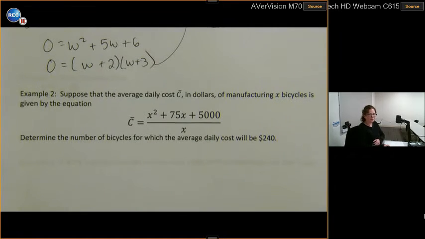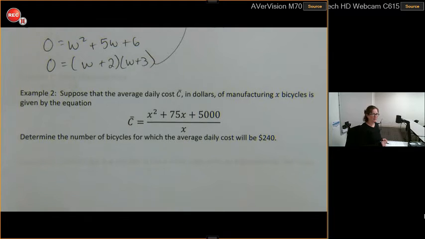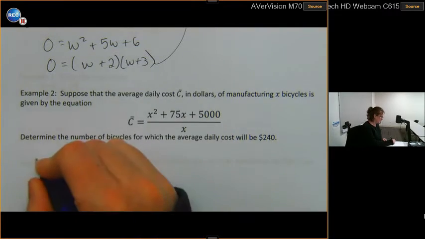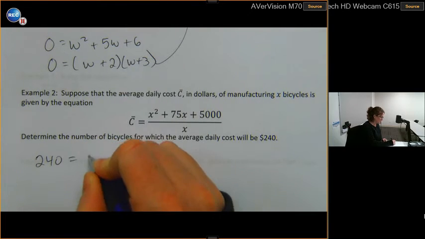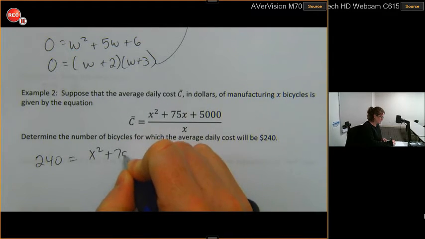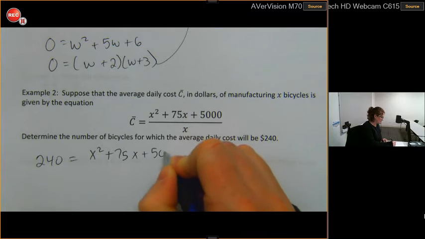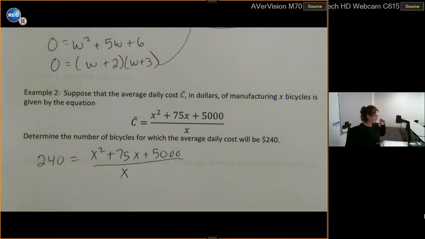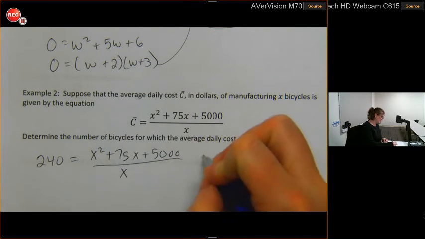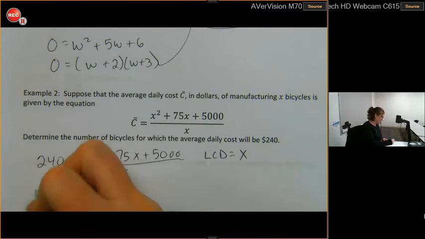So here's a rational function. It says the average daily cost, this is a C with a bar over it, commonly referred to as C bar, for manufacturing X bicycles. Determine the number of bicycles for which the average daily cost will be 240. So I'm putting 240 in for the cost. And then I'm solving for X. So my denominator is X. So I'm going to multiply by X.